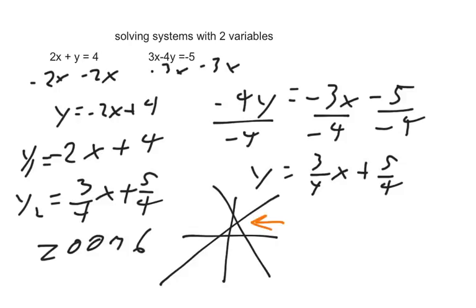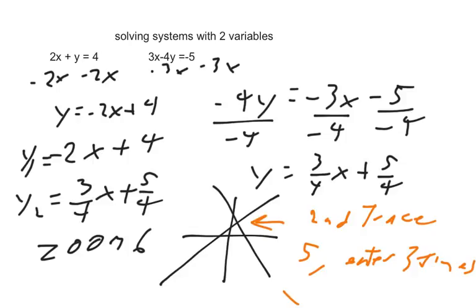So, hit second, trace, which is your calculate button. Go down to number 5, and then hit enter. After you're done with that, hit enter 3 times. It may take a 4th time, but as long as it says intersection, x equals 1, y equals 2.